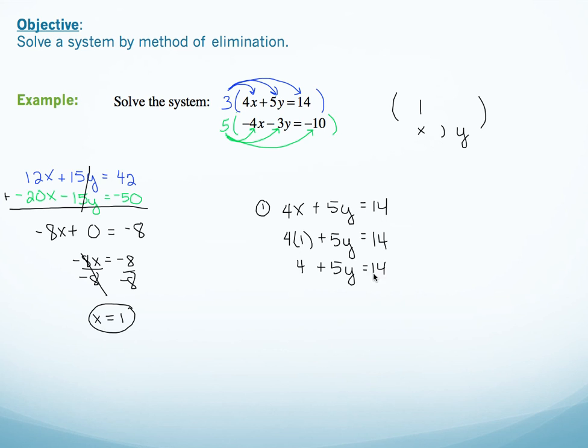Okay, let's go ahead and subtract 4 from both sides. 5y is equal to 10. Divide both sides by 5. And so y is equal to 2. So there's our solution. And notice it's the same solution as when we solved this system by substitution. Okay, next we're going to take a look at how to solve this system using the graphing method.